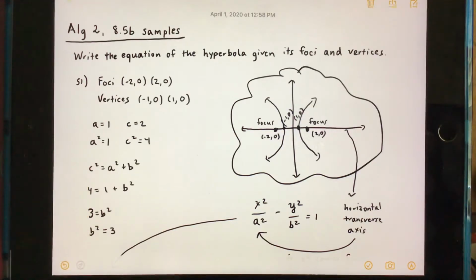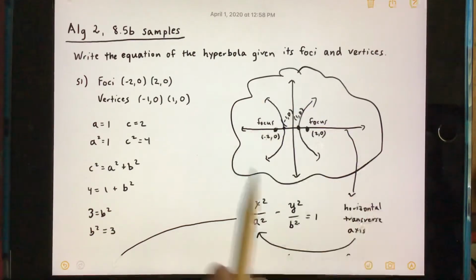So what we're going to do is find that b squared by using the relationship c squared equals a squared plus b squared. We'll put in what we know the c squared is, it's 4. We'll put in what we know the a squared is, it's 1, and we'll solve for our b squared. That's going to give us b squared is 3.